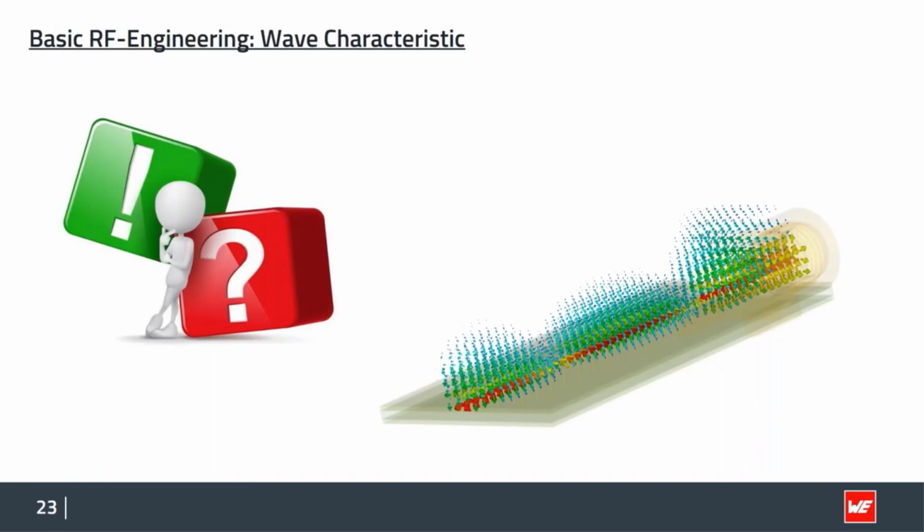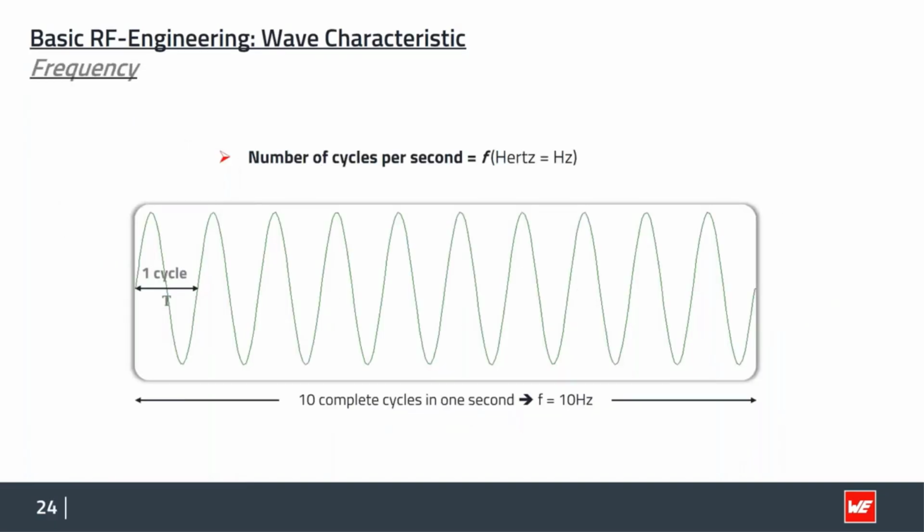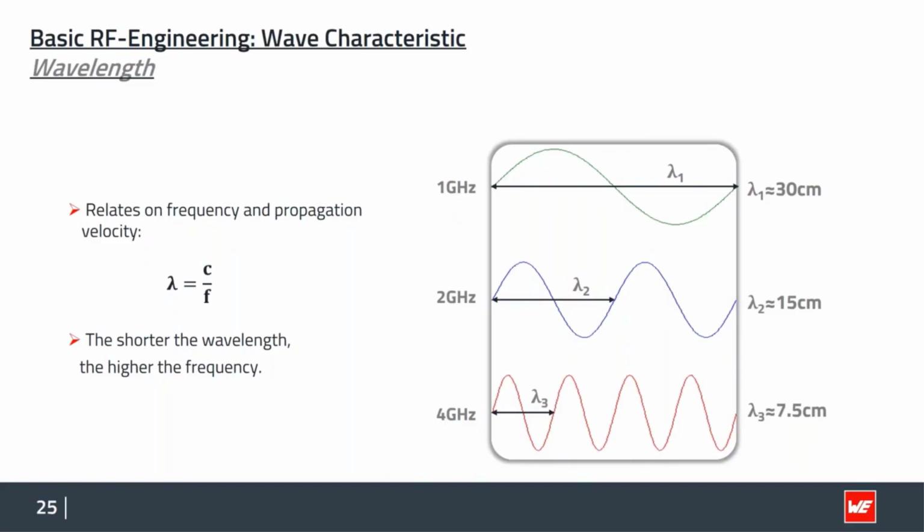Of course, we all know what frequency is. It's the number of cycles per second, and it's f in Hertz. Very basic. And if you go a step further, the wavelength lambda is c divided by f. So that means the higher my frequency gets, the shorter the wavelength will be. So at 1 gigahertz in air, of course, we have 30 centimeters, 2 gigahertz, 15 centimeters, 4 gigahertz, 7.5 centimeters.